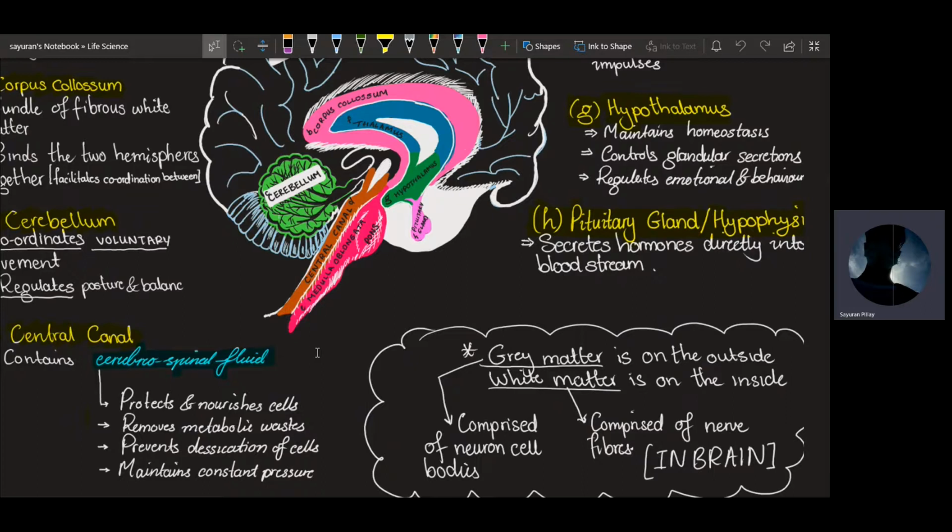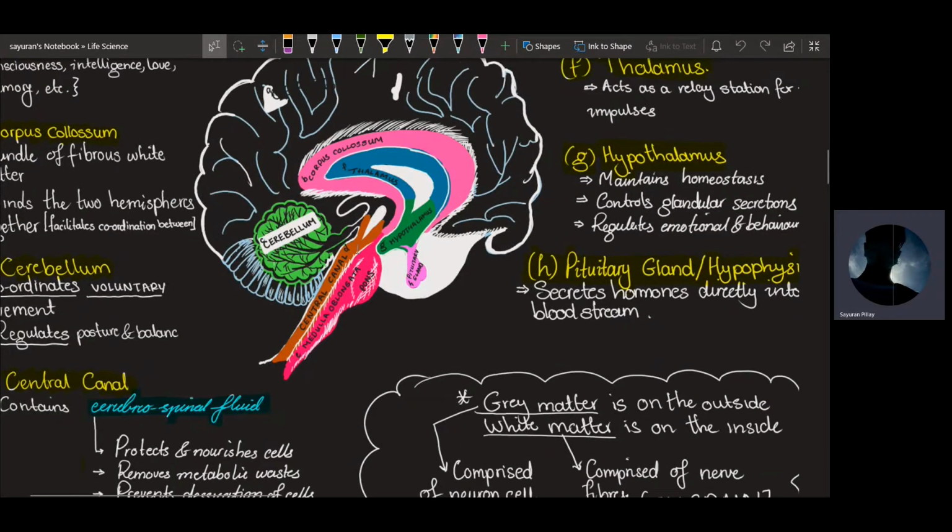The cerebrospinal fluid also, so you need a certain amount of it there, obviously. It also prevents desiccation of cells. Remember these word for word, right? These are from memos. Prevents desiccation of cells. Desiccation means cells die, become destroyed, become old, and it also removes metabolic wastes from the cells, right? Which is important because the blood flow there isn't as great.